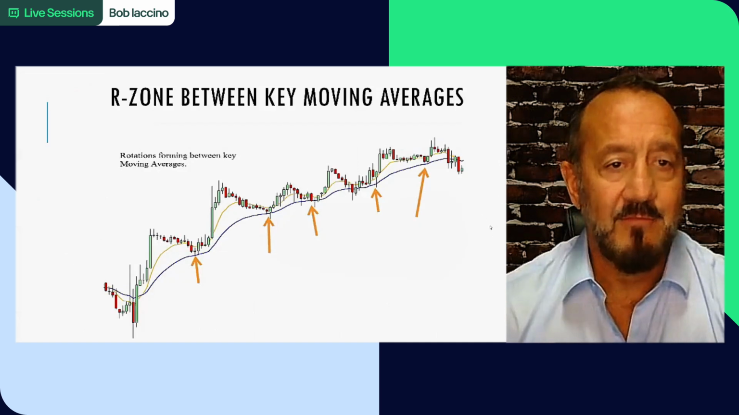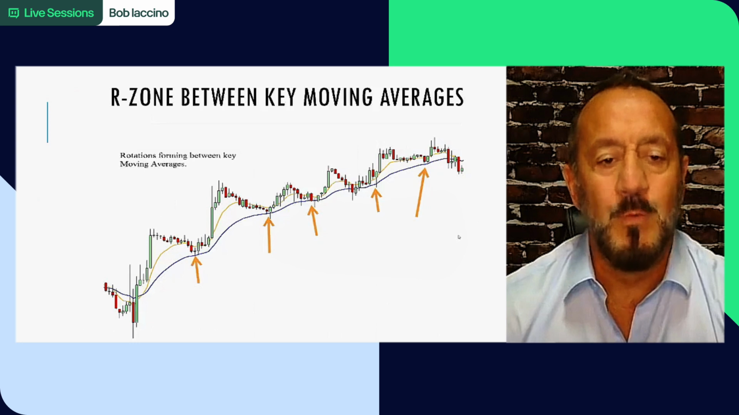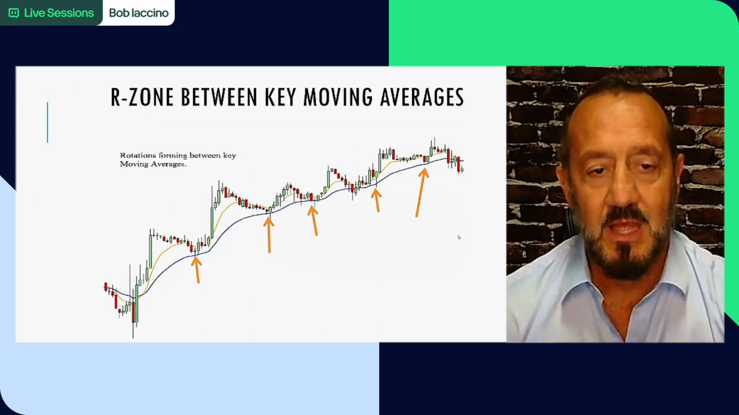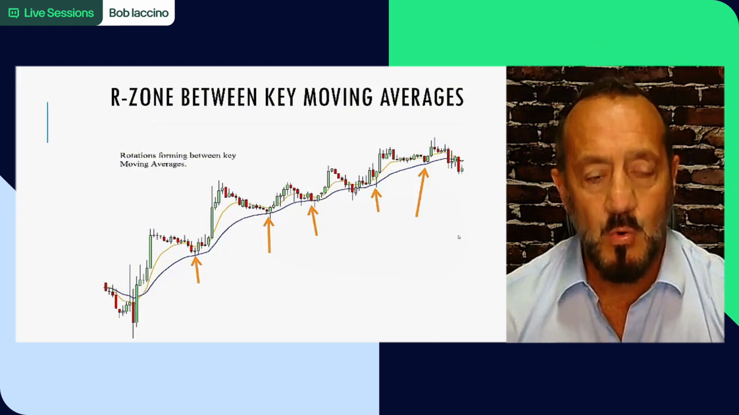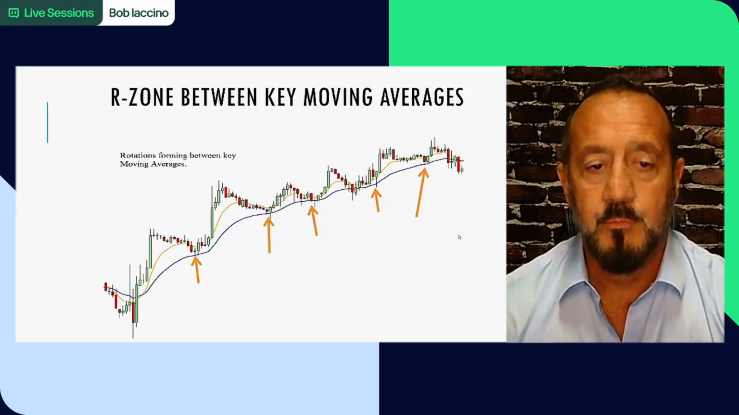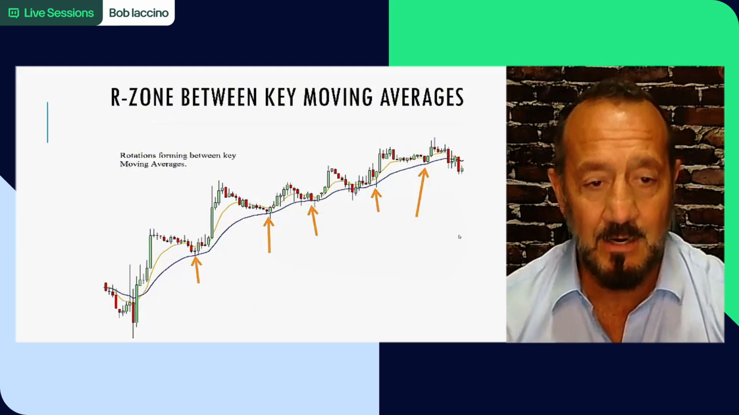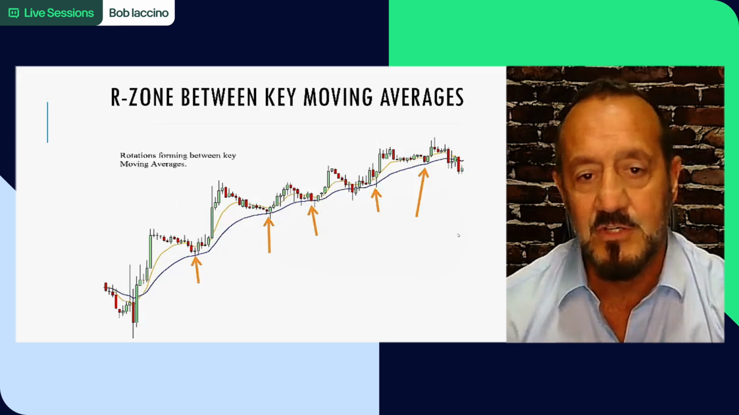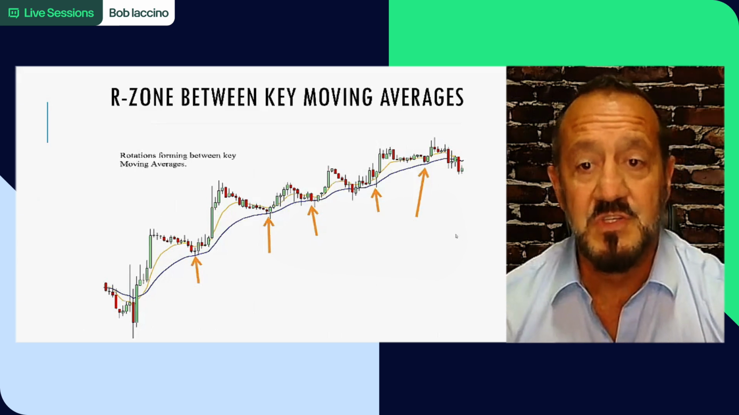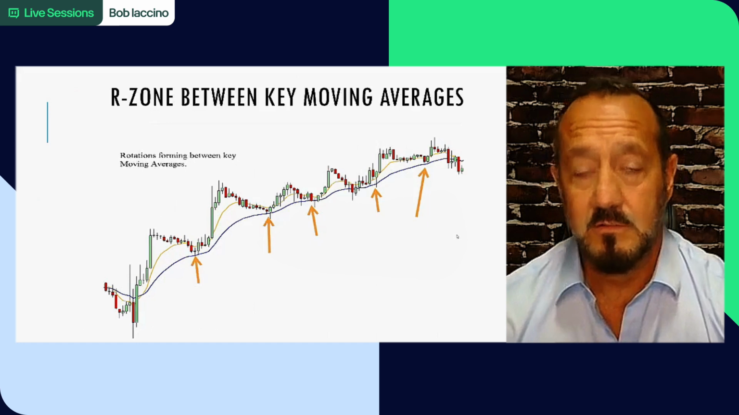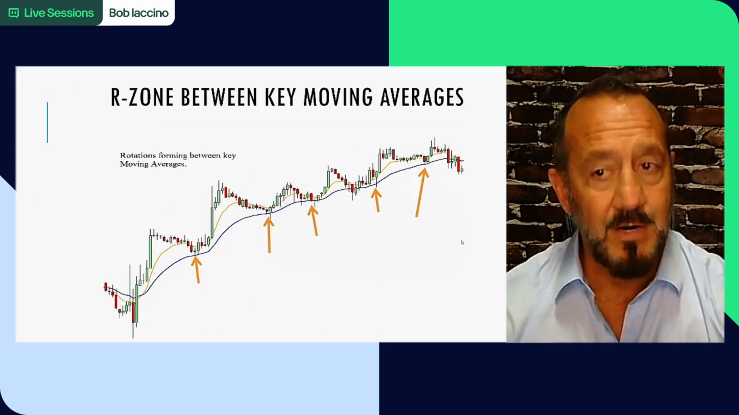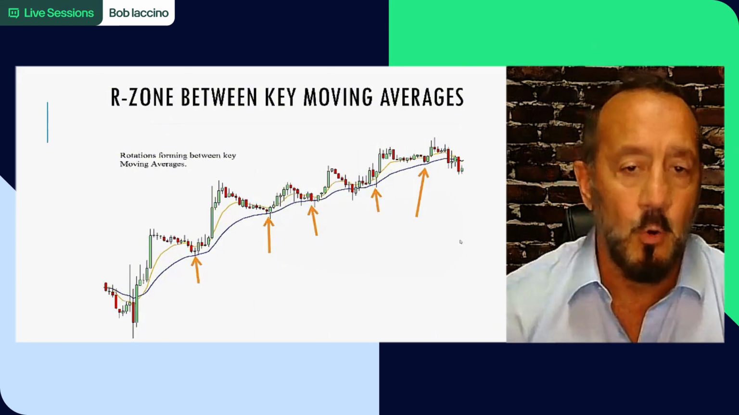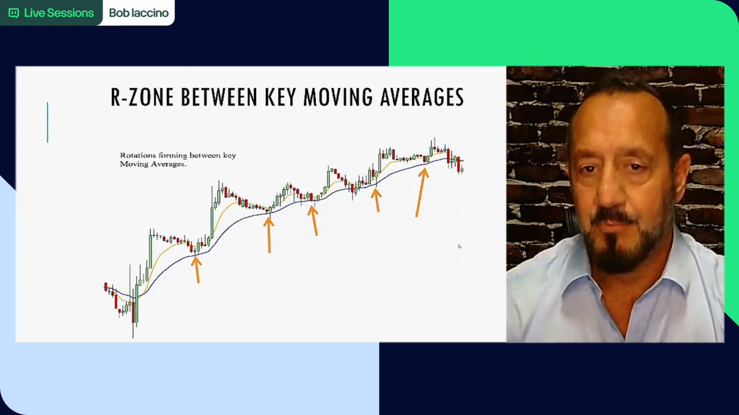So here we have rotations forming between key moving averages. That's an R zone, okay? Each one of these arrows points to somewhere where the price moved into an area between two key moving averages and then held up. Now you're still seeing breaks, just like I talked about on that first slide that I showed. There's still breaks, but you're getting a zone instead of just a flat price.